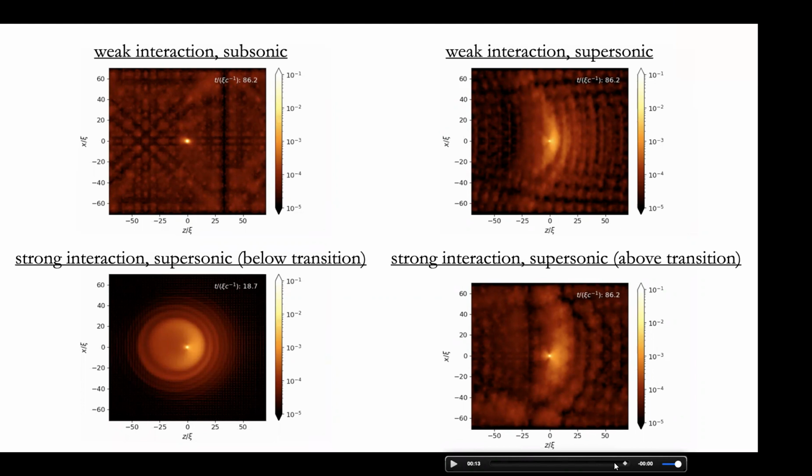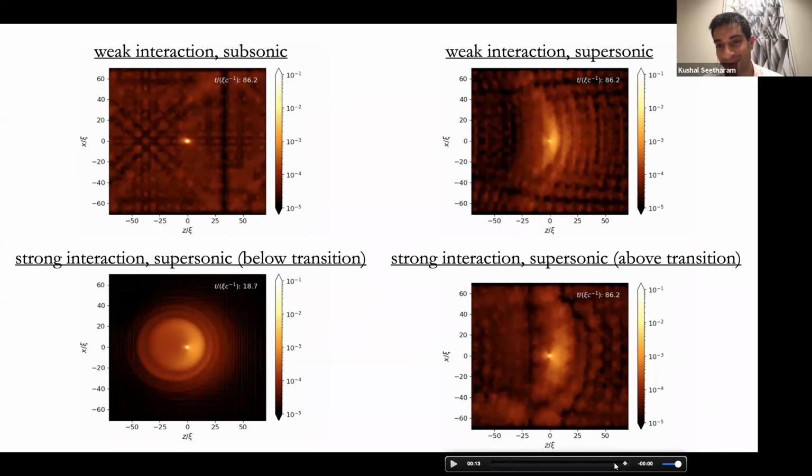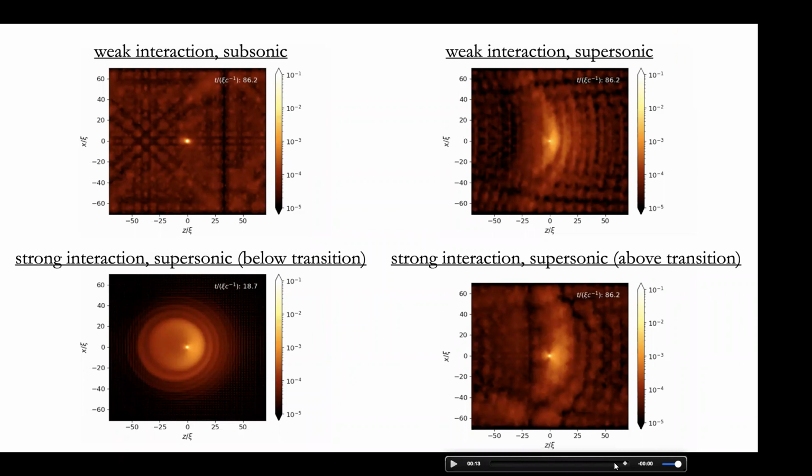Yeah, and furthermore, there is a sharp difference with respect to what we know about Cherenkov radiation from textbooks, which is that there are ripples ahead of the impurity, right? Although the impurity moves supersonic, somehow it manages to produce ripples ahead of it. So it's like superluminal, supersonic propagation of perturbation. This looks strange, right?